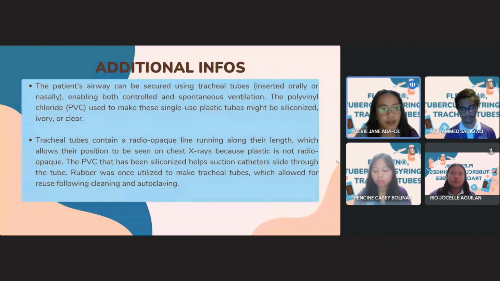For additional information, the patient's airway can be secured using tracheal tubes, either inserted orally or nasally, enabling both controlled and spontaneous ventilation. The PVC used to make these single-use plastic tubes might be siliconized, ivory, or clear, as stated a while ago.